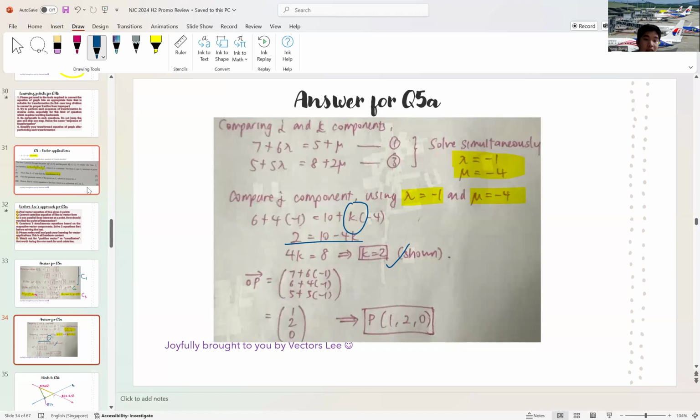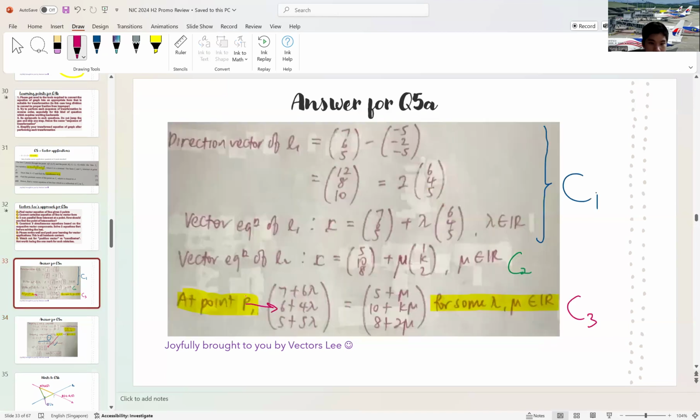The question then asks for the coordinates of P. Before you can find the coordinates of P, you must reference it to the origin, so you find the position vector first. For me, I prefer to substitute lambda equals -1, because -1 is an easier number to handle as compared to -4. So I substitute it in here, into the equation 7 + 6 lambda, and after that I'm going to get the position vector of OP.